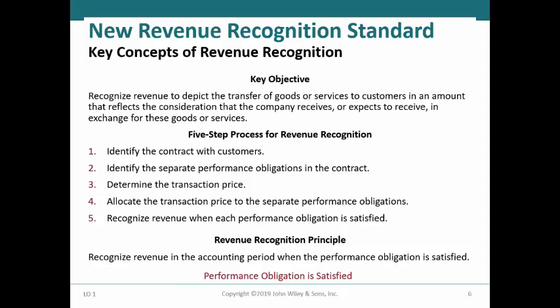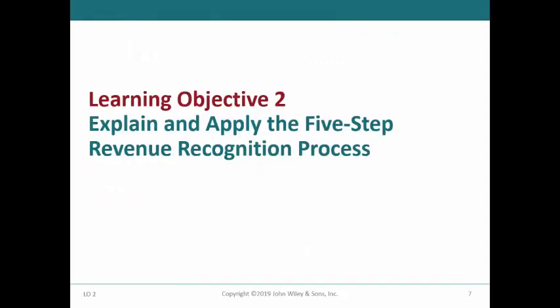Since many contracts involve multiple performance obligations, it is important to identify and then allocate the overall transaction price to them. Then revenue is recognized in the period that each of the performance obligations is met. We will discuss each step of the process in more detail in the following slides. In this learning objective, we will explain and apply the five-step revenue recognition process.